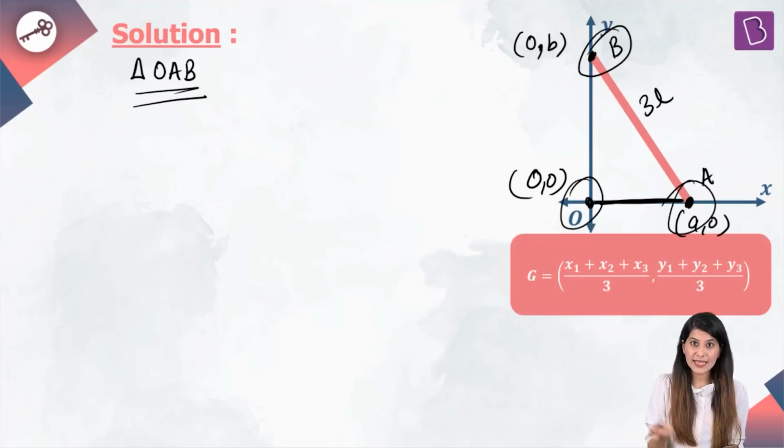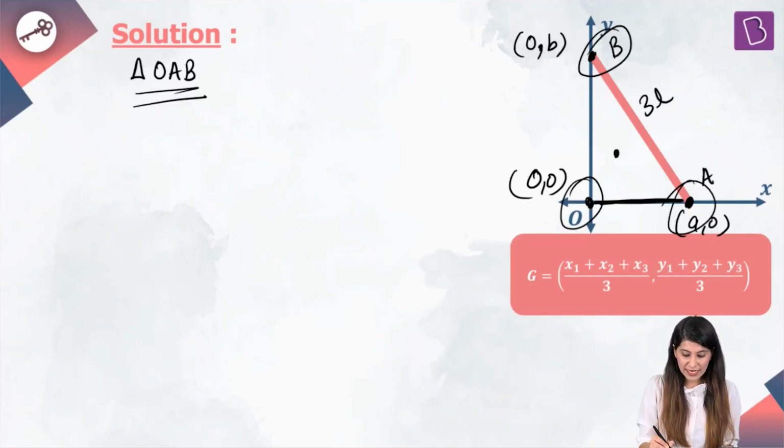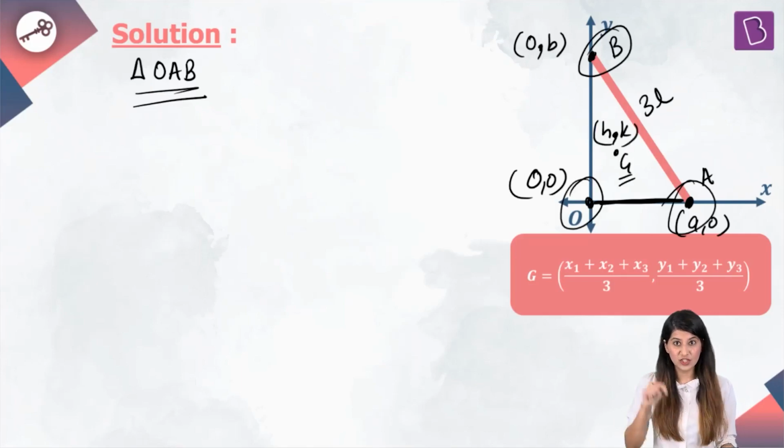So the x coordinate of the centroid will be H, isn't it? And the y coordinate will be K, because this is the locus of G, H, K that we need to determine. You know that whenever you need to calculate the locus of any point, the first and foremost thing is to take that point as H, K. So we have taken the centroid as H, K.